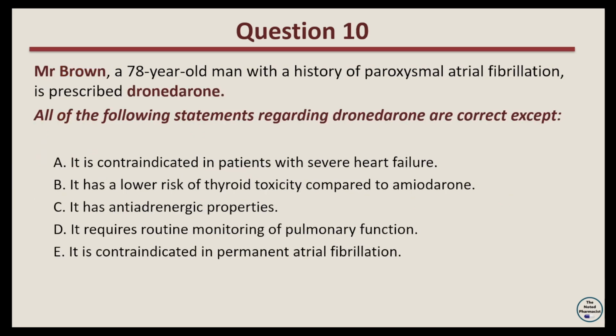Question 10. Mr. Brown, a 78-year-old man with a history of paroxysmal atrial fibrillation, is prescribed dronedarone. All of the following statements regarding dronedarone are correct except Option A, it is contraindicated in patients with severe heart failure. Option B, it has a lower risk of thyroid toxicity compared to amiodarone. Option C, it has antiadrenergic properties.